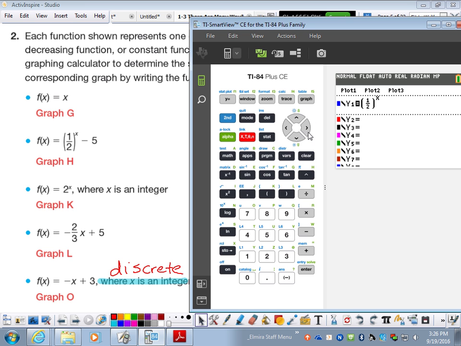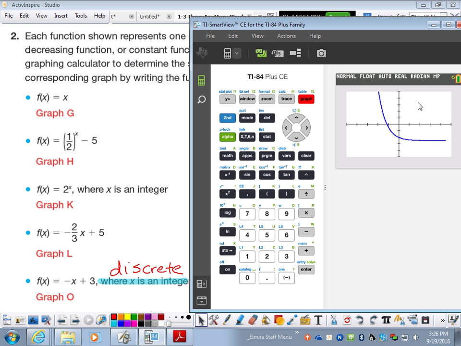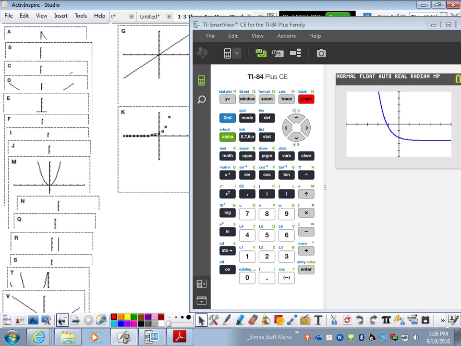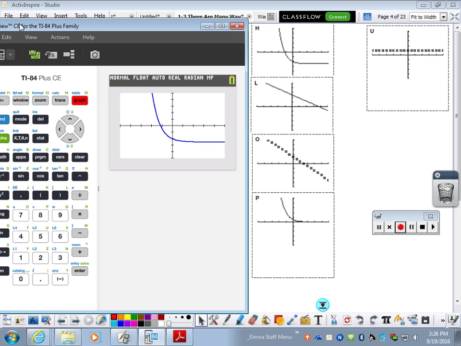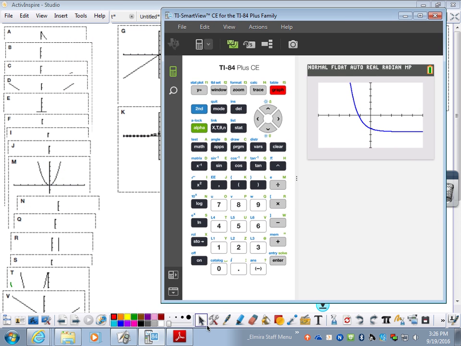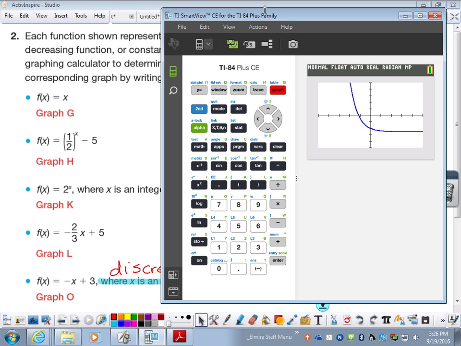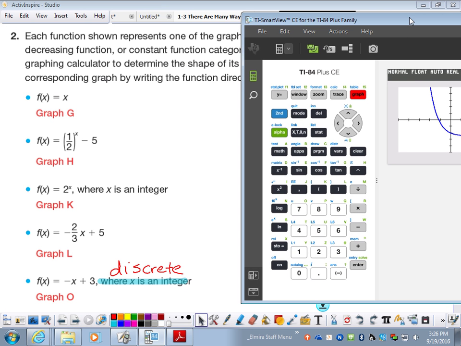I also need to arrow out of the exponent so that I can make the minus 5 look normal size. If I don't arrow out of the exponent, it would put that minus 5 in with the x, and the graph would look very wrong. And we get this graph, which matched up with H. So we went through and typed in each equation that we have here and matched up the pictures.